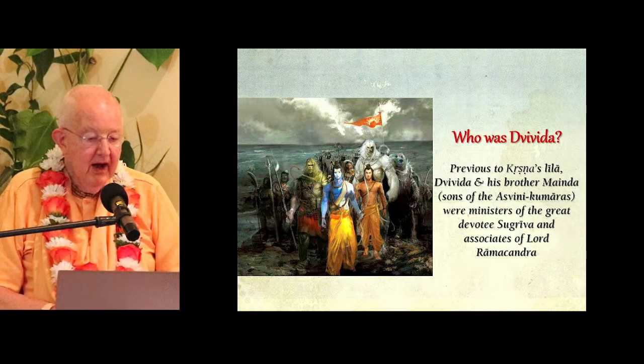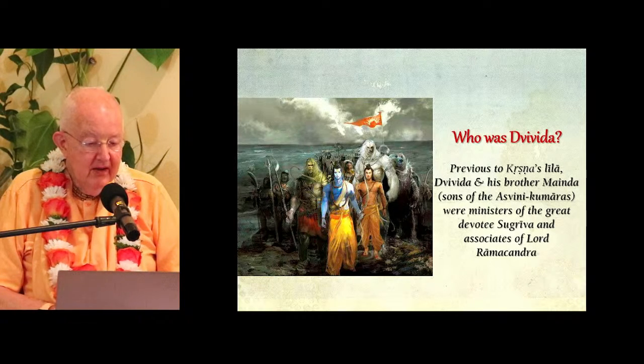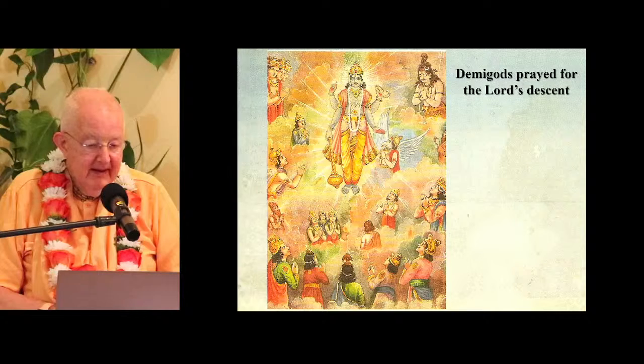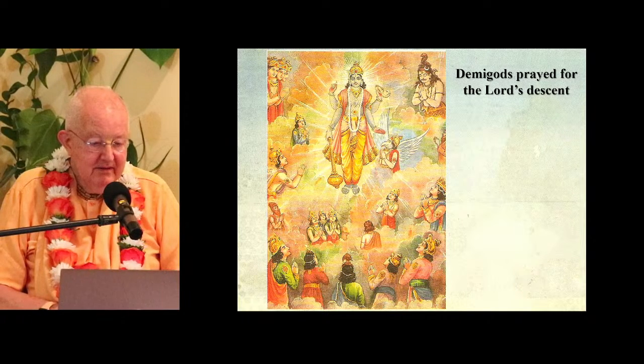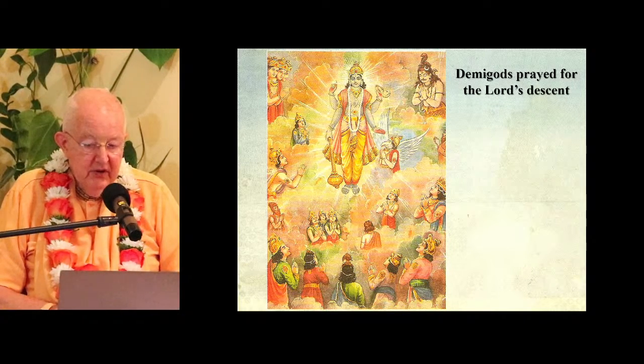fighting during the battle. So how did it come to be that Ashwini Kumaras became the father of Dvivida and Minda? It goes back to the scene during the early parts of Ramayana where the demigods approached Vishnu and offered prayers, pleading with Vishnu to help because Ravana was a global terrorist and disturbing everyone, including the demigods. Ravana was very powerful. And so, similar to what happened during Krishna's Leela, the Lord Vishnu responded in such a way that Brahma could hear.